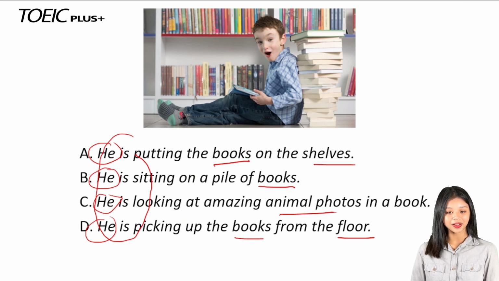A is an impossible answer as the picture doesn't show the boy putting any book on the shelves or anywhere for that matter. B may sound correct if you get careless as he is really sitting with a pile of books behind him. However, he is not sitting on the pile of books, so this again is not correct.